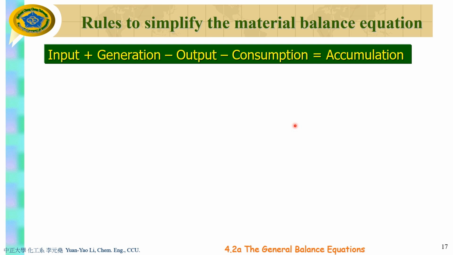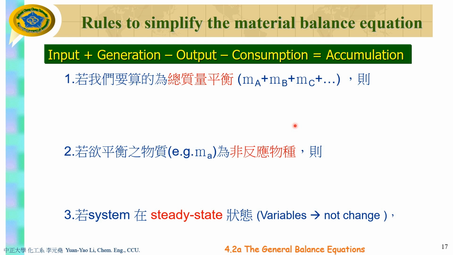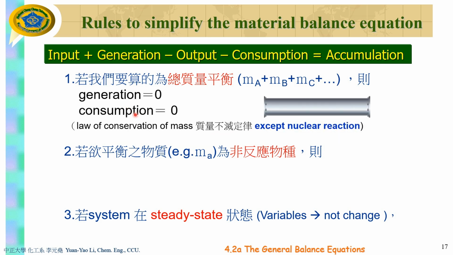So this is the general balance equation. It applies to mass, energy, and momentum. How can we simplify this equation? If we want to count the total mass, then total mass in equals total mass out. What we think is that there's no generation or consumption because we follow the conservation of mass. Unless there's a nuclear reaction, you will lose some mass. Otherwise, a chemical reaction doesn't lose any mass. So if there's no generation and no consumption, you can remove the terms of generation and consumption for the total mass balance.